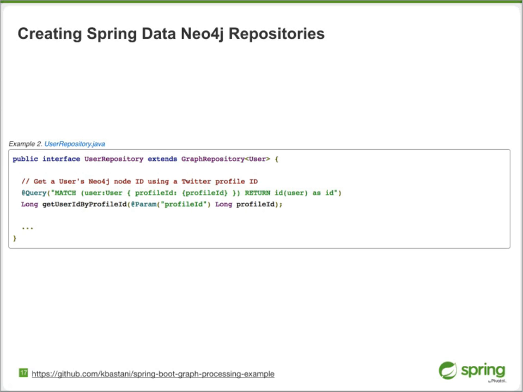Next, we'll need to create a repository to manage our data that will be mapped to our user domain class. The Spring Data project makes repository-based management of database entities a snap. We're going to use the graph repository interface to create a repository bean that will be created at runtime in our Spring Boot application.